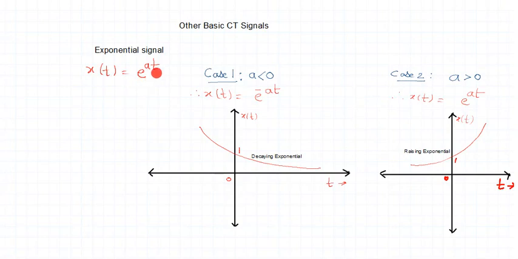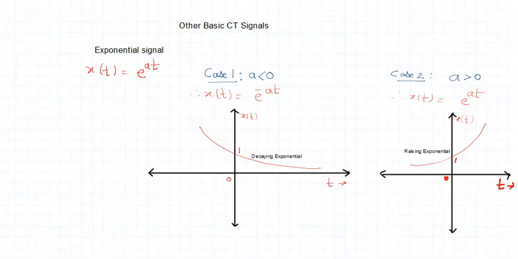Let us look at the first case. a is some constant here. In the first case, when a is less than 0, it means that a takes a negative value. The equation becomes e raised to minus at. So this is an exponentially decaying signal. In case 2, if a is greater than 0, all the values of a are positive. In that case, the sketch of the exponential signal is going to be a rising exponential signal. So this is one more basic signal, the exponential signal.